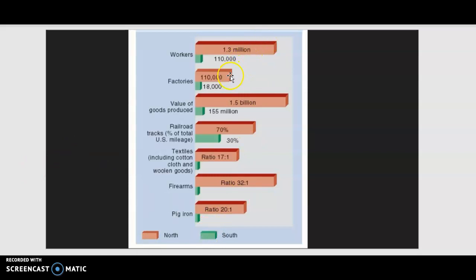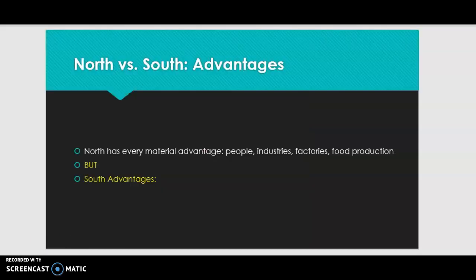So again, North in red, South in green. North had more workers, more factories, more goods produced, a lot more goods, more railroads, more textiles, meaning produced goods, more firearms, and more pig iron. So again, on paper, it looks like the North is no match, right? The North has a huge advantage. All right, so the North has every material advantage that you can think of, right?